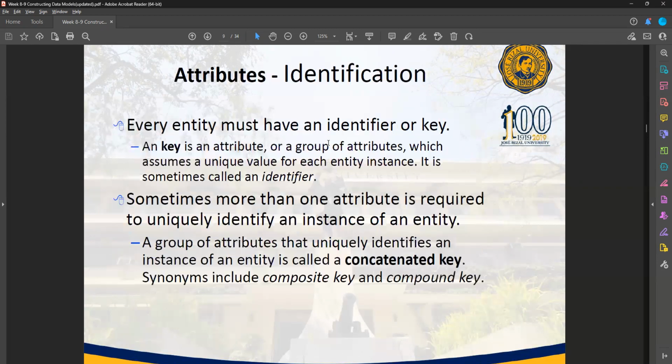Okay, so attribute identification naman, guys. Every entity must have an identifier or key, di ba? You have the identifiers, the concatenated key, the primary key, the foreign key, etc. So attribute identification is the process of determining the relevant attributes or characteristics of an object or entity that are important for a particular analysis or task. This process is commonly used in data analysis, where it is important to identify the variables or features that are most relevant to a particular problem.